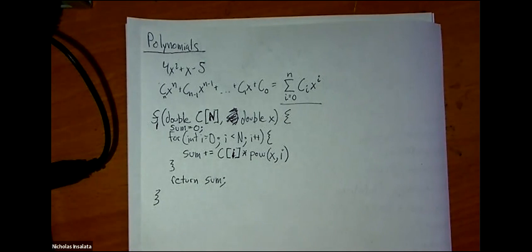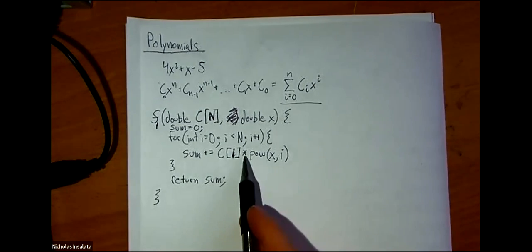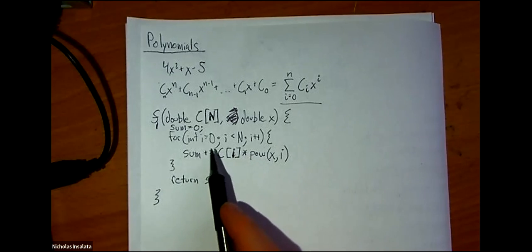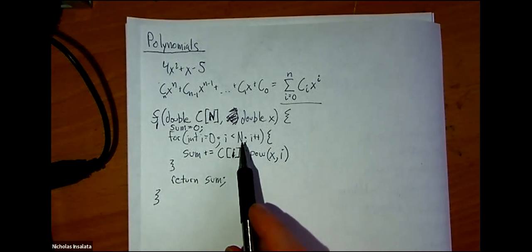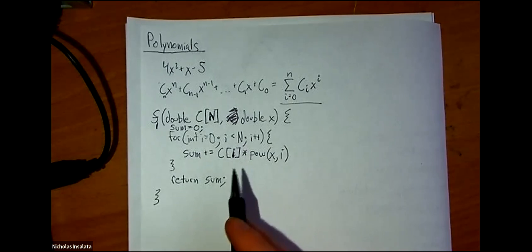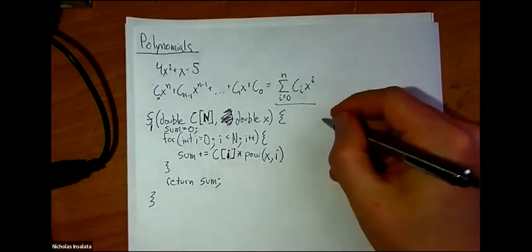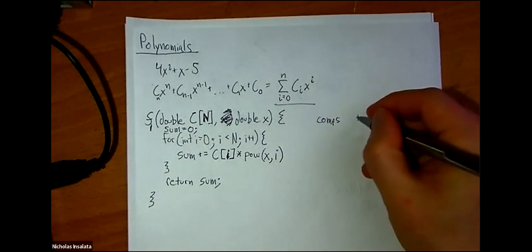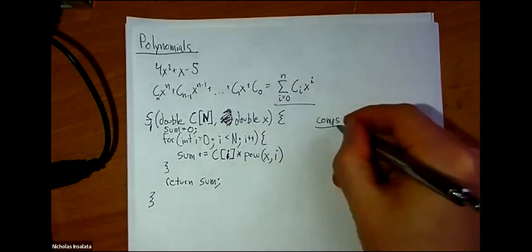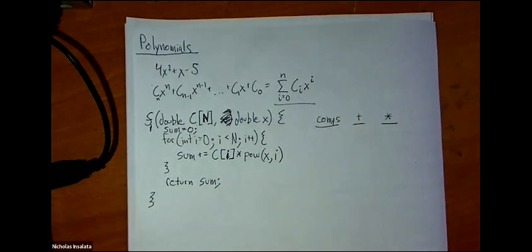So if I wanted to compute the total number of operations here, there's going to be quite a few things going on. We're going to be doing multiplications inside of POW. We're going to be doing multiplications here. We're going to be doing additions here, and we're going to be doing comparisons here, right? So let's count up each. Let's do comparisons, additions, and multiplications.